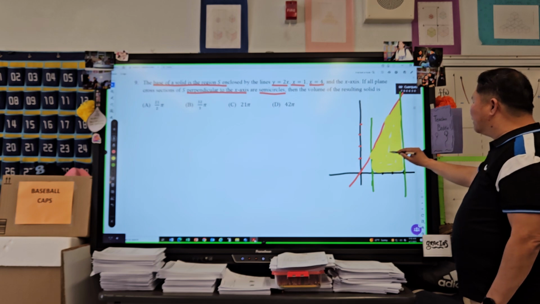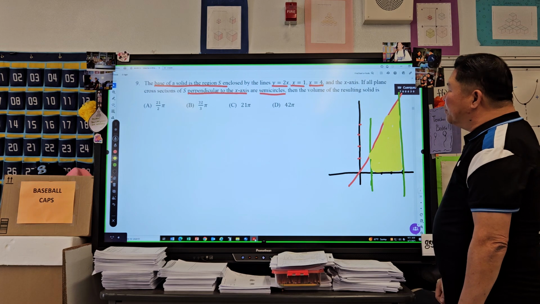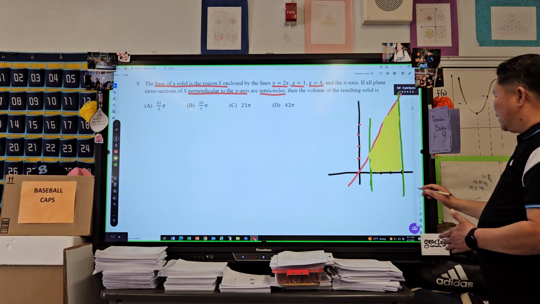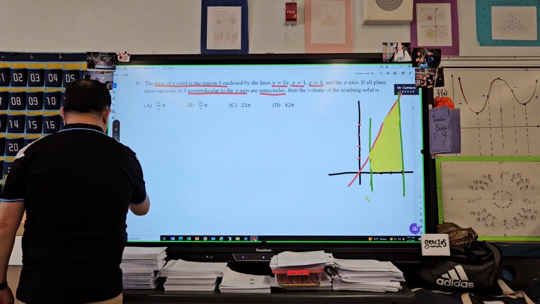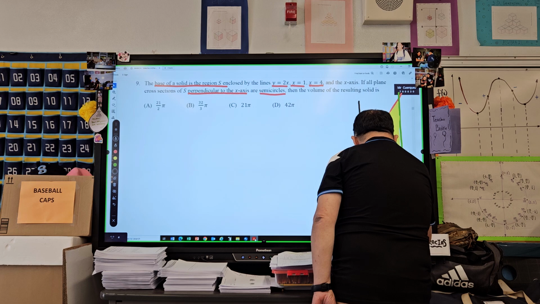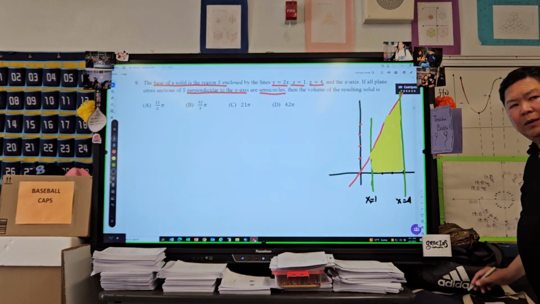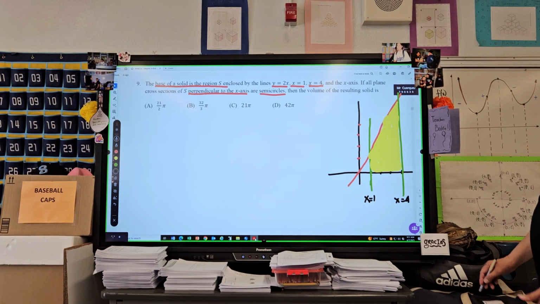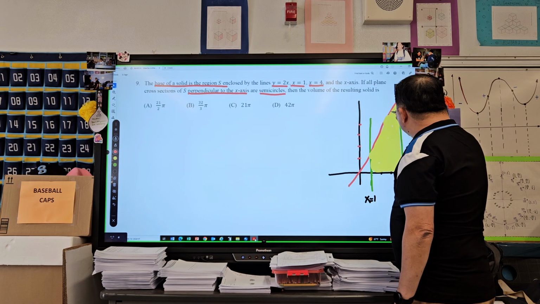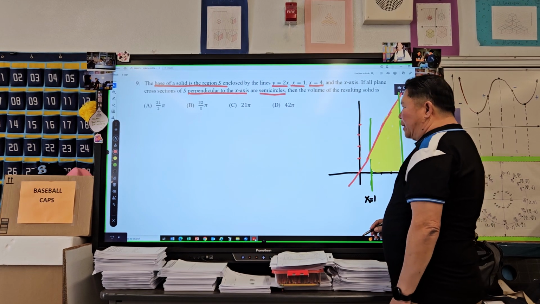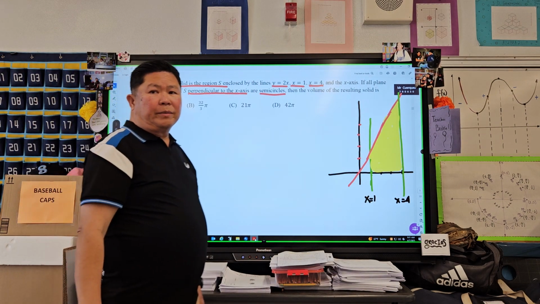But this solid is not being revolved. Okay? This is not revolved. And the cross-section is perpendicular to the x-axis. So we know that x equals 1 and x equals 4. So this is our interval. And what do you think the cross-section is going to be? It's a semicircle. Okay? So I'll draw a semicircle and I have to use blue color for that semicircle.